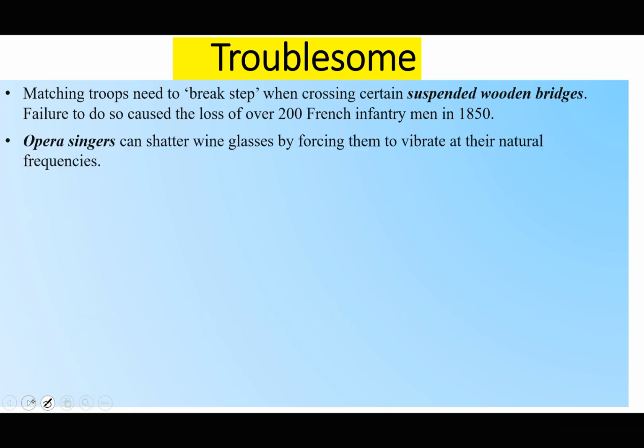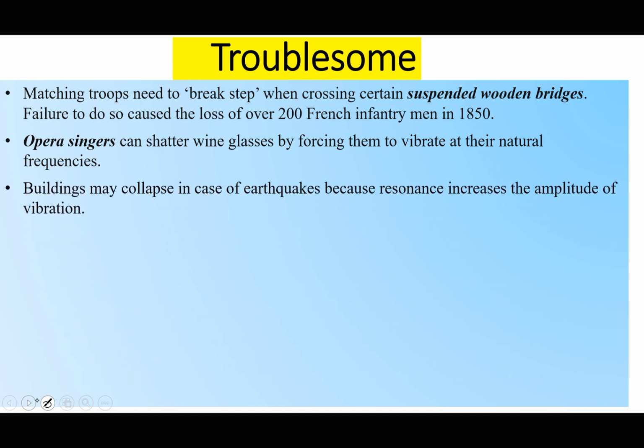Opera singers, by the way, can shatter wine glasses by forcing them to vibrate at their natural frequencies. You might have observed this somewhere, maybe on YouTube. An opera singer can shatter a wine glass by just forcing the glass to vibrate at its natural frequency. If the frequency of the opera singer matches the natural frequency of the glass, the glass may vibrate with maximum amplitude and then it shatters. Of course, it is common for us to note that buildings can collapse in case of earthquakes because resonance increases the amplitude of vibration.